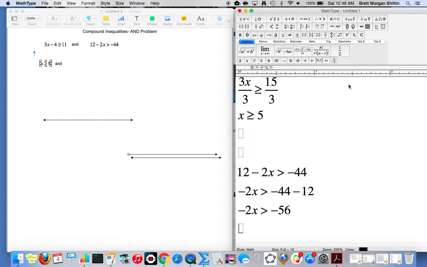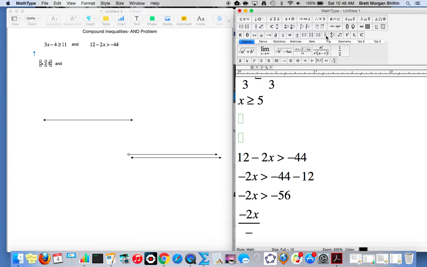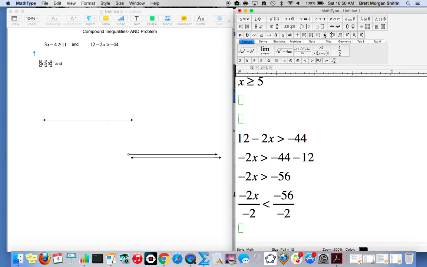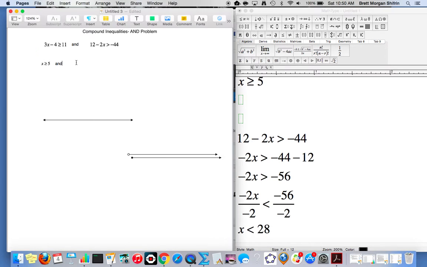And now I'm going to divide by negative 2. And I put this problem in here to remind you that when you multiply or divide by a negative, you have to flip the inequality sign. And we end up with x is less than a positive 8. So I'm going to write that in here.